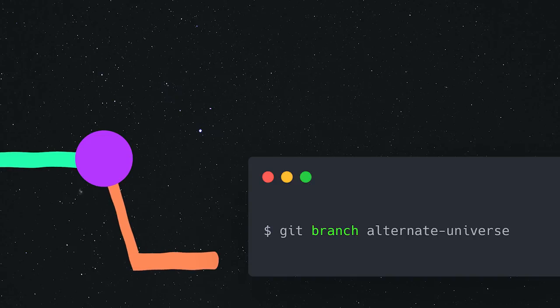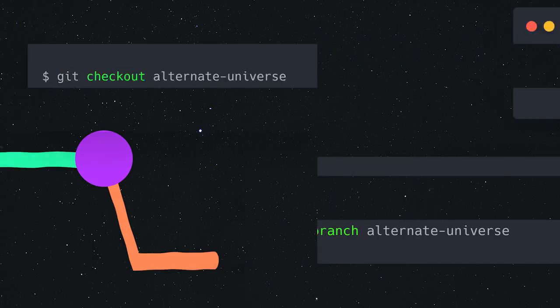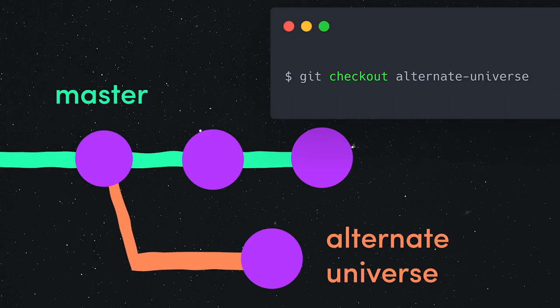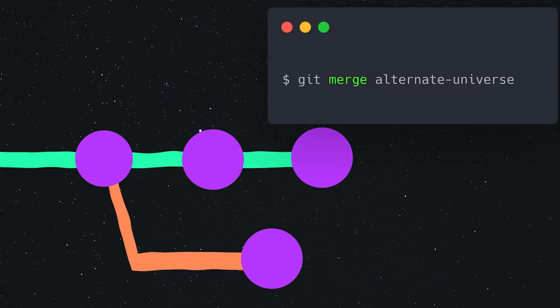Create one by running git branch, and then run git checkout to move into that branch. You can now safely work on your feature in this branch without affecting the code or files in the master branch. The commits you make here live in an alternate universe with its own unique history. At some point though, you'll likely want to merge this history with the history in the master branch.